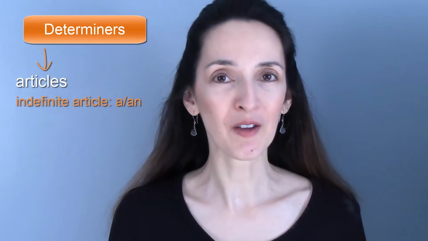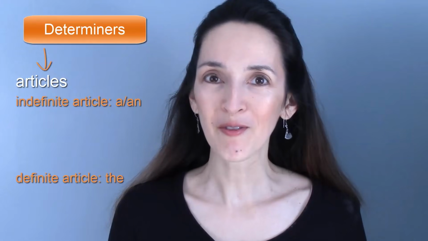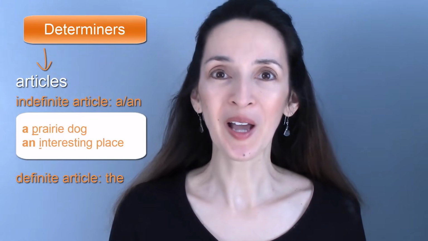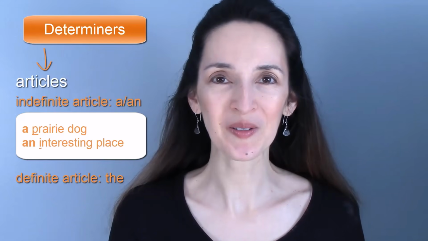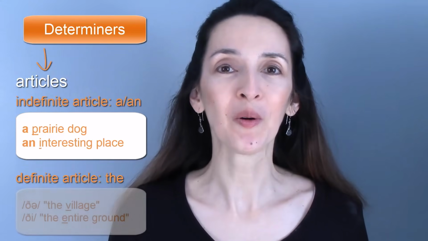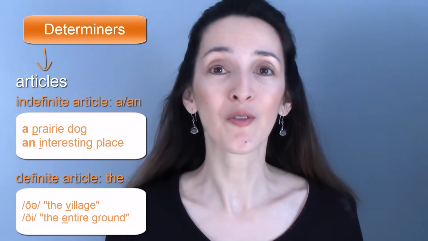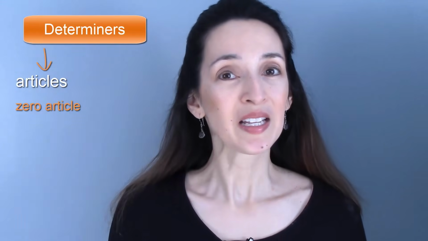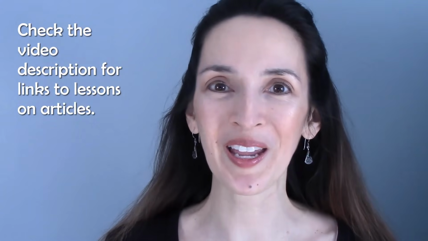Articles include the indefinite article and the definite article. As for the indefinite article, remember we use a before a consonant sound and an before a vowel sound. As for the definite article, we say the before a consonant sound and the before a vowel sound. Sometimes we use no article, so we can talk about a zero article. I have a series of lessons on articles, so you may want to check out the video description for those links.